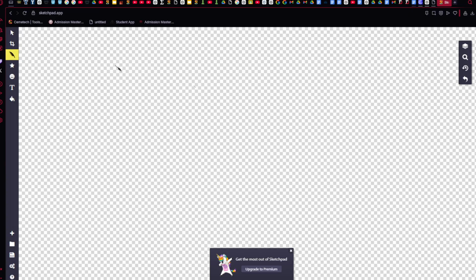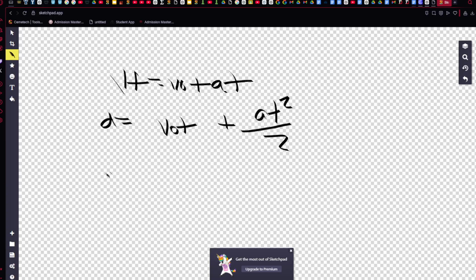All right, so the first one is vf equals vo plus at. The second one is d equals vot, and when I say vo or v naught, that just means the initial, plus at squared over 2. And the third one, I almost forgot, is just the sum of the velocities divided by 2 times t, or essentially the average velocity times time.